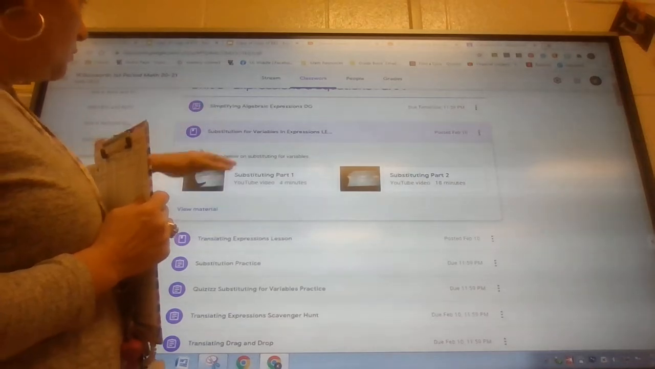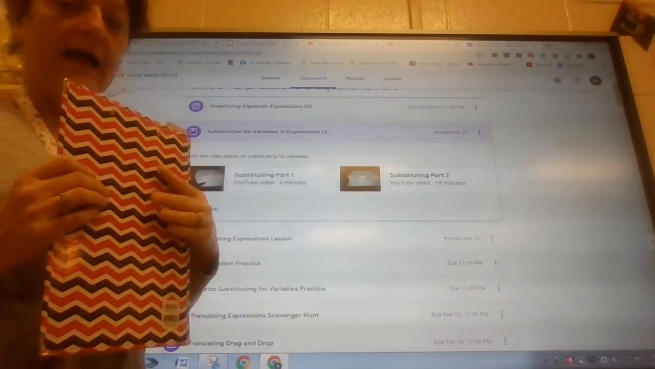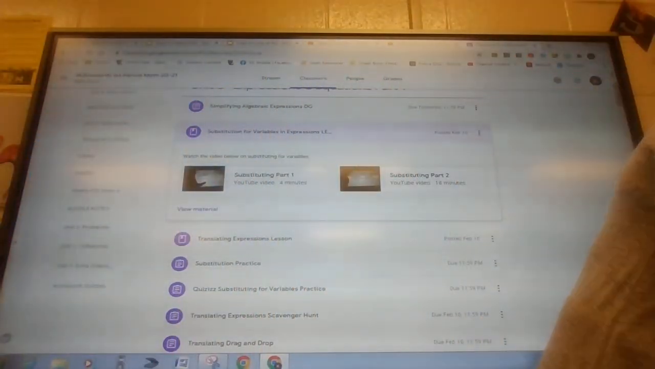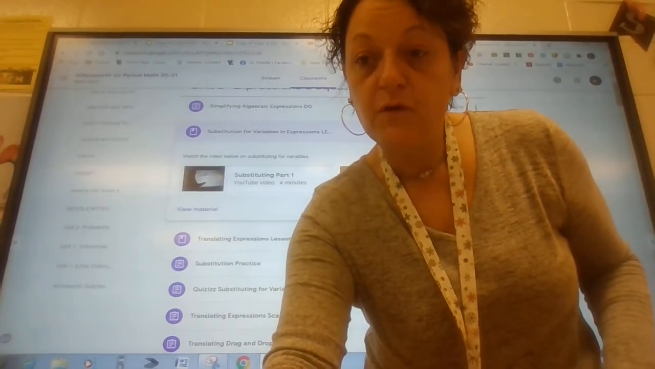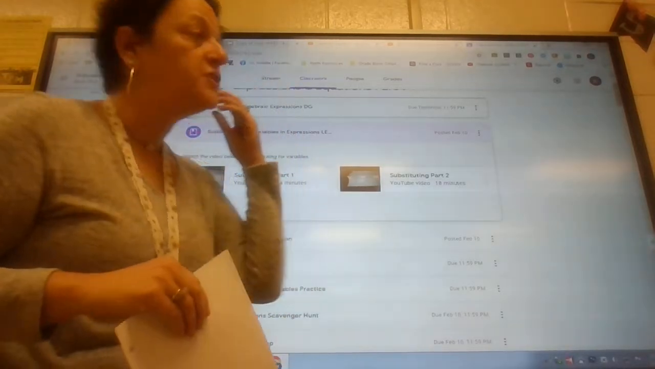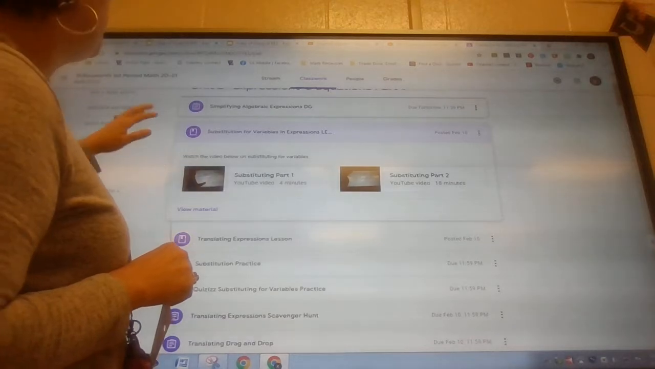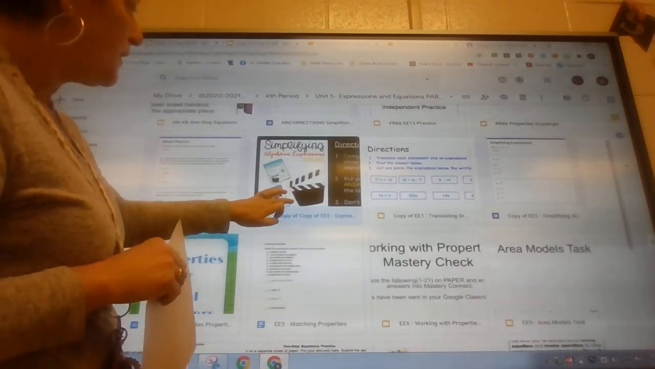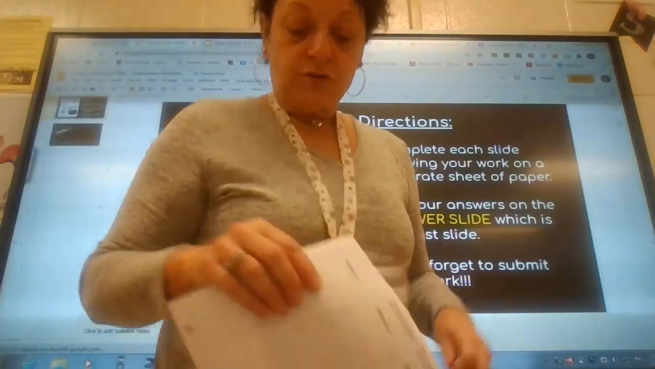Once you get all this finished, you're going to do the simplified algebraic expressions, and then you're going to do station rotation. I have to pause this for a minute. Now, the station rotation is what I want to talk to you about and talk you through a little bit of how that is going to work, and make sure you have your directions and understand.